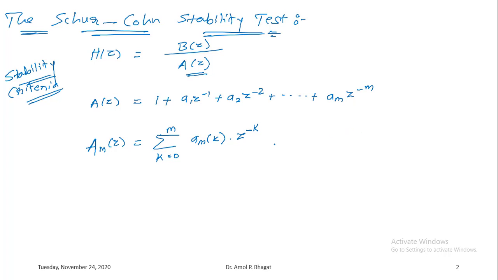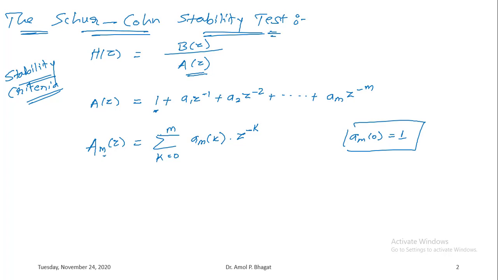So here initially you will have a0 into z to the power 0, so it will be 1. But for that purpose this am of 0 should be 1. Okay, this am of 0 should be 1, and only then the first term will be 1, and for the next term, k will be 1, so it will be am of 1 into z inverse, then am of 2 z to the power minus 2, and so on, right? So likewise, in more compact form we can indicate this mth order polynomial.